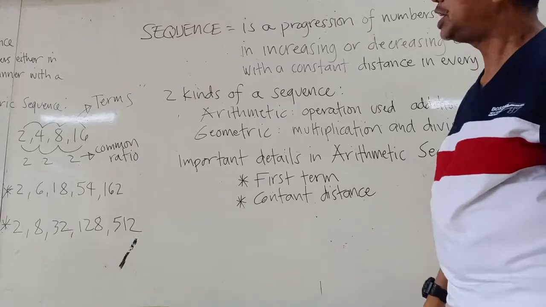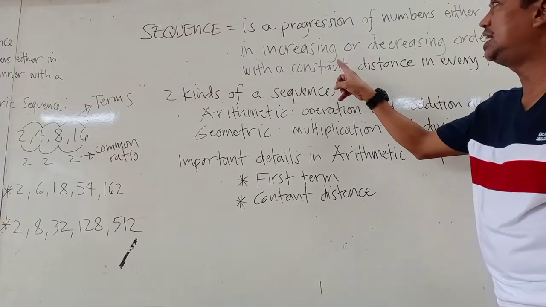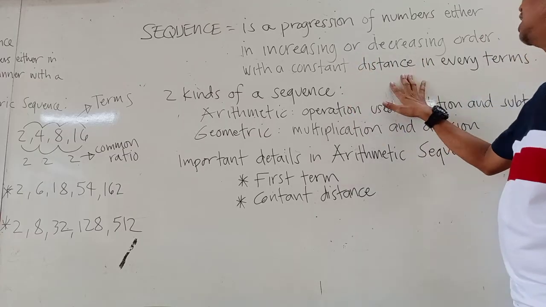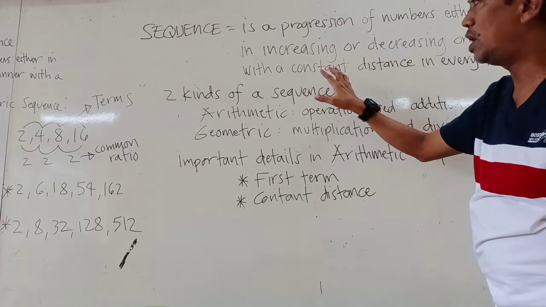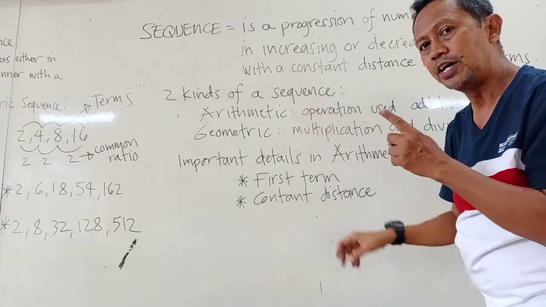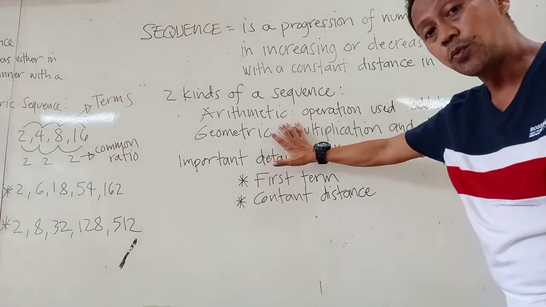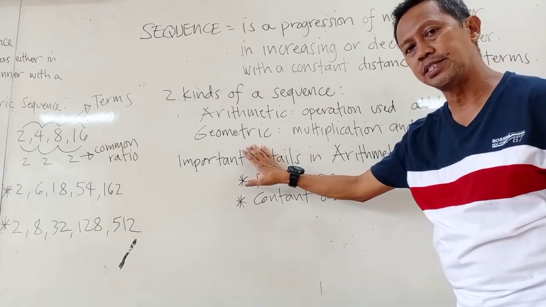sequence. A sequence is a progression of numbers, either in increasing or decreasing order, with a constant distance in every term. In a sequence, there are two kinds: the first is the arithmetic sequence, and the second one is the geometric sequence.